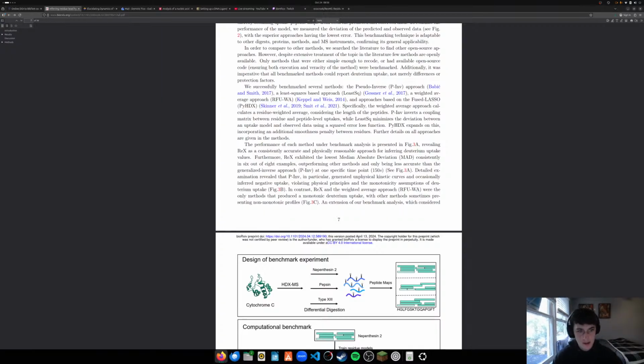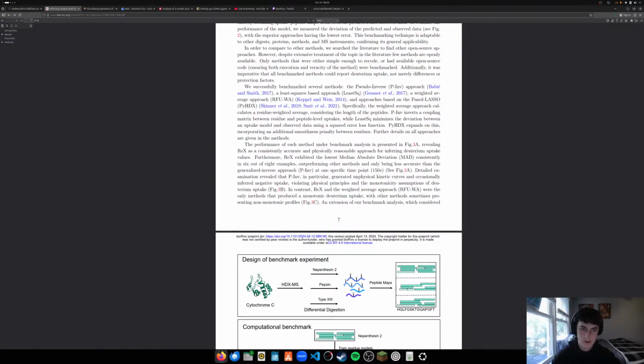Specifically, the weighted average approach calculates the residue weighted average considering the length of peptides. Another inverts a coupling matrix between residue and peptide level and minimizes the squares deviation between the uptake model and the user data. This expands on this, incorporating an additional smoothness penalty between residues. Further details on all approaches are given in the methods.